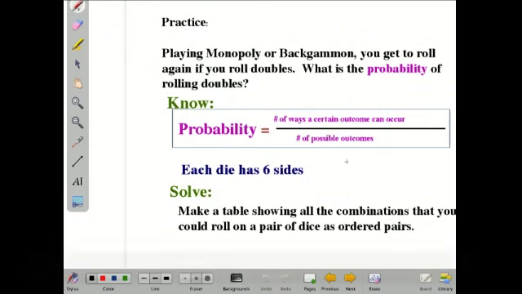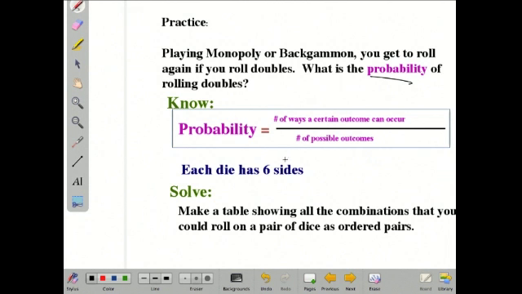Okay, so here's an example. We're playing a Monopoly game. You get a chance, you get to roll again if you get doubles. So what's the probability of rolling doubles? Now notice I said probability. Probability is the number of ways, the number of what we want over our number of possible outcomes.